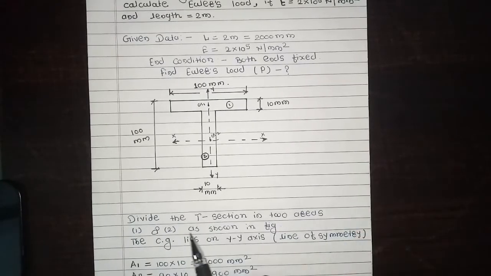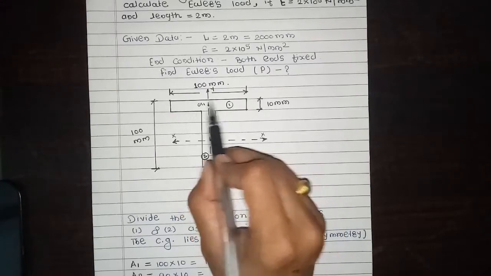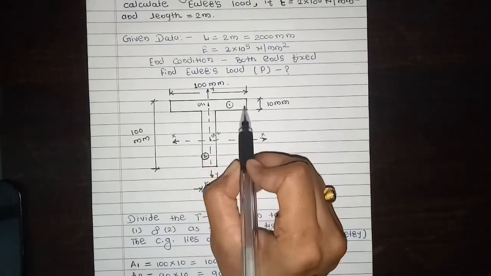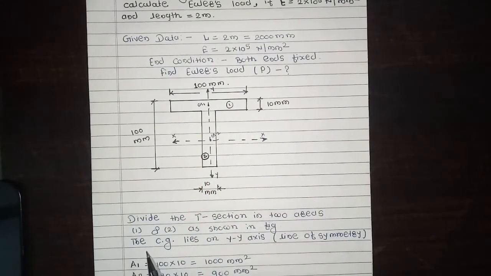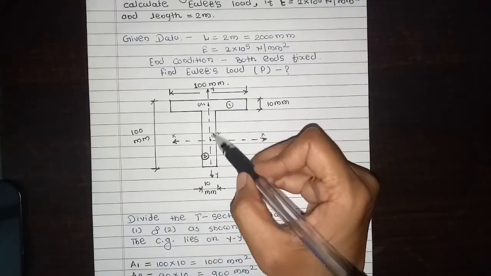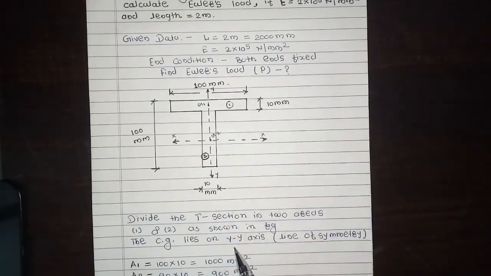Firstly, divide the T section into two areas. Section number 1 is the flange and 2 is the web of the T section. The center of gravity for the two sections, G1 and G2, lies on the y-axis. Y is the centroidal axis.